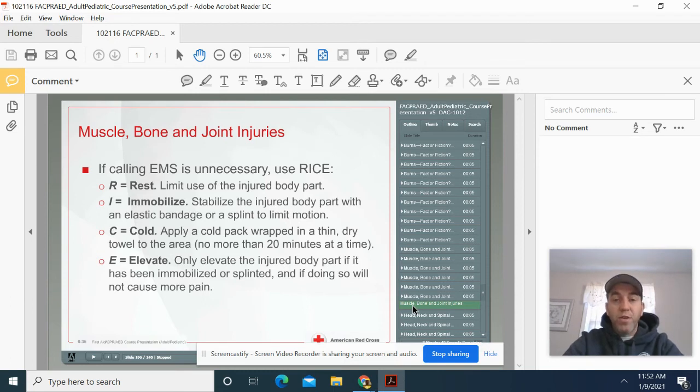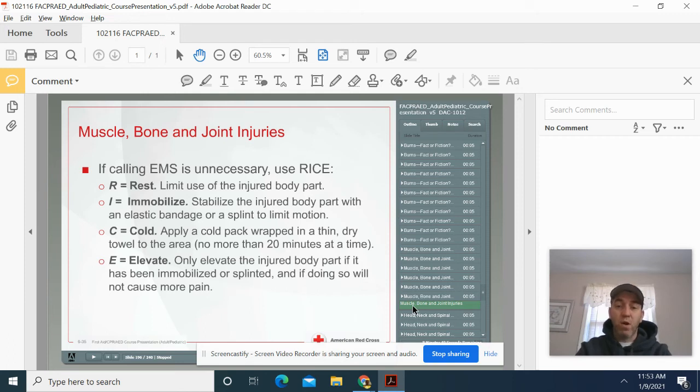Immobilize. All right, so if we do have to move them, we want to stabilize the injured body part with an elastic bandage or splint. And that's what some of the lessons we're going to look at this week. So who's going to want to know how to splint? If you're a camp counselor, if you're a hunter, you're in fishing, you're in industry, where you're not near emergency care.